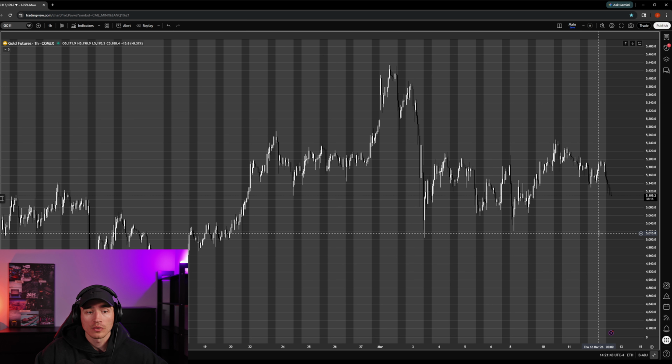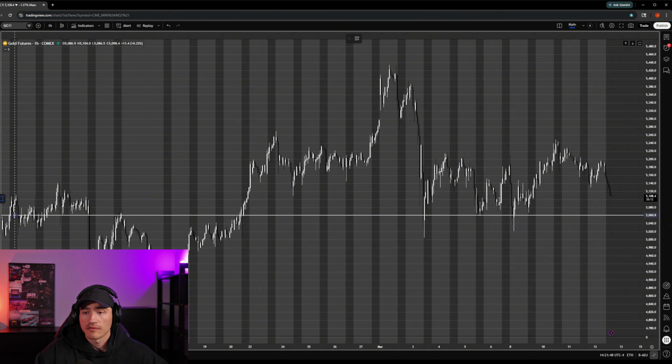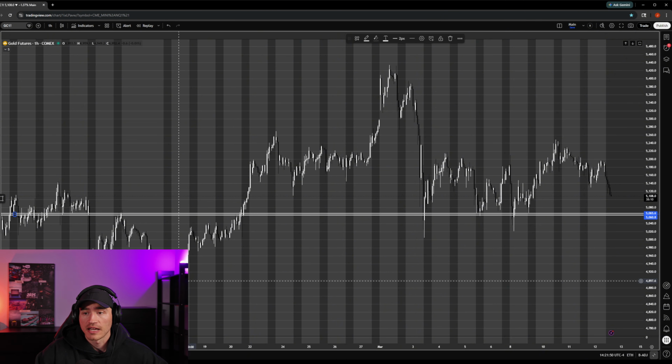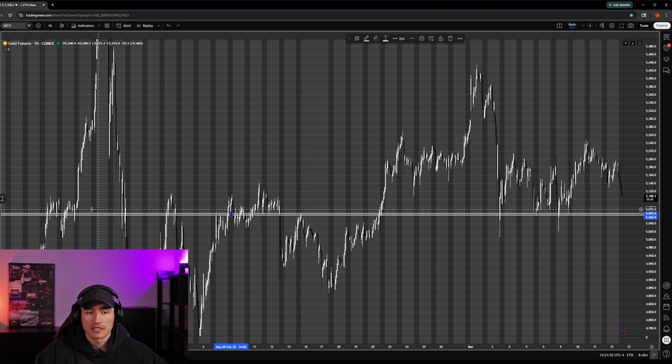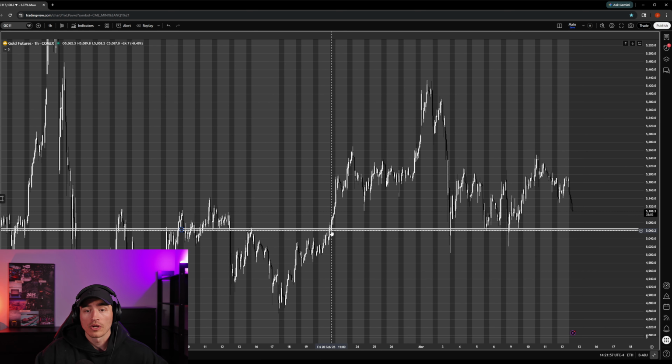If we hop into gold, we can also plot out some supply and demand. You can see we previously had this level of support right around that 5,060. This was a previous level of support that started to turn resistance. But once we broke back above it, we went all the way up to 5,400.